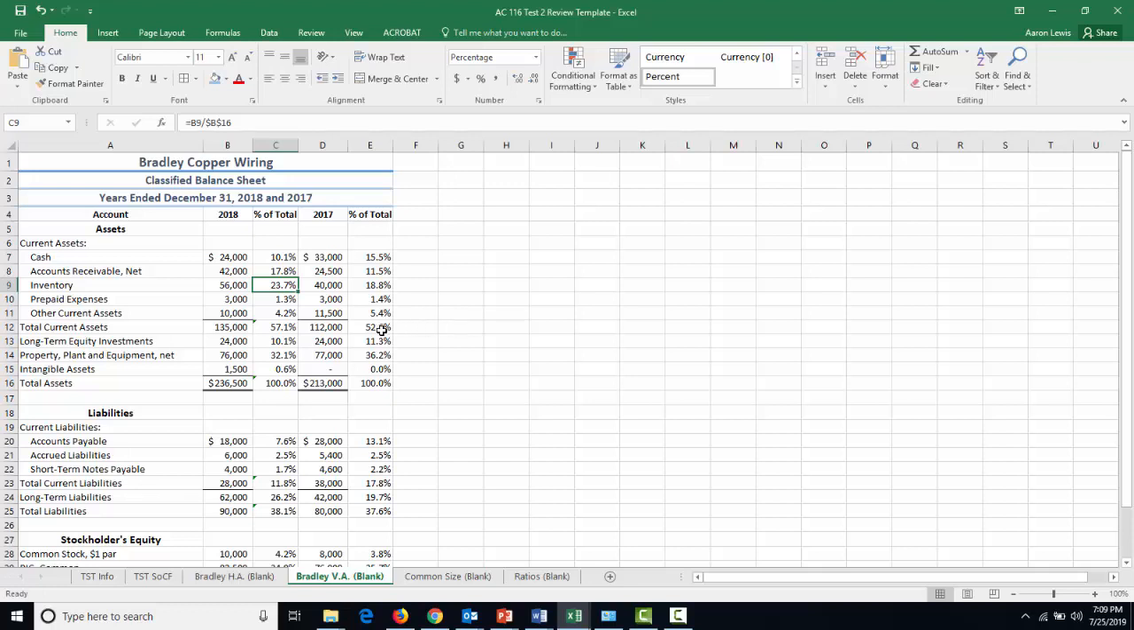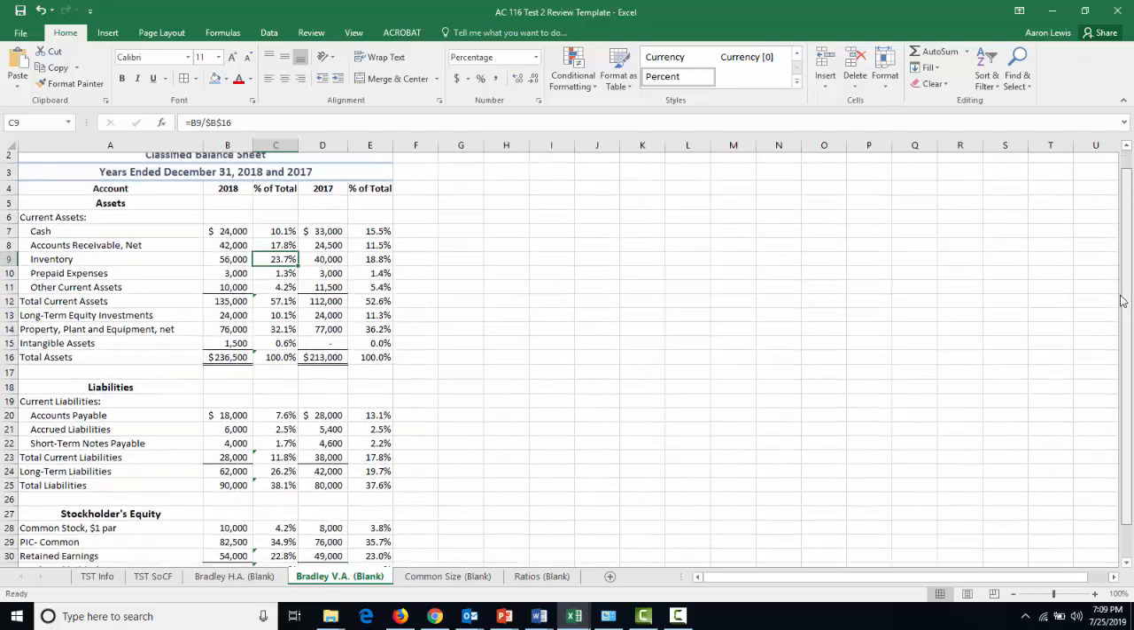None of the other numbers in here are particularly alarming. We had a slight drop off in our property, plant, and equipment, but that's more so contributed to our increase in total assets than it is the raw amount, as we see it only went from 77,000 to 76,000. So talking points in your paragraph, those would be the two numbers that stood out to me.